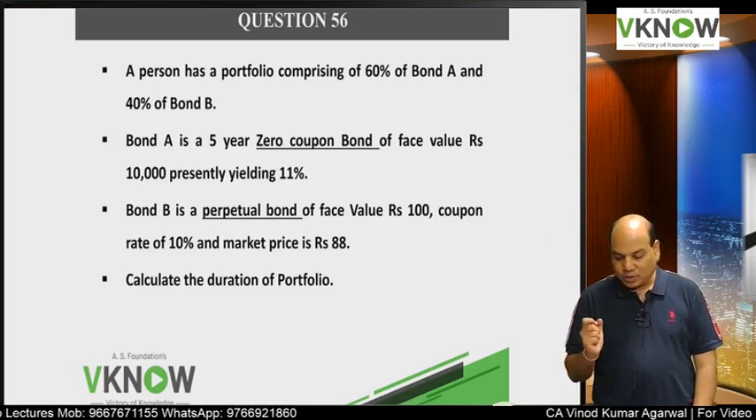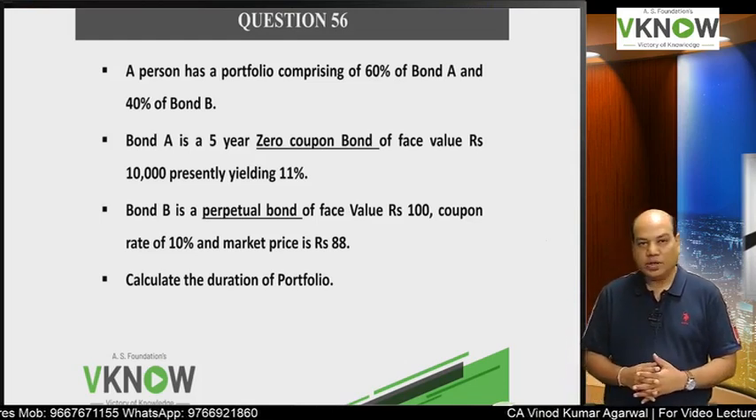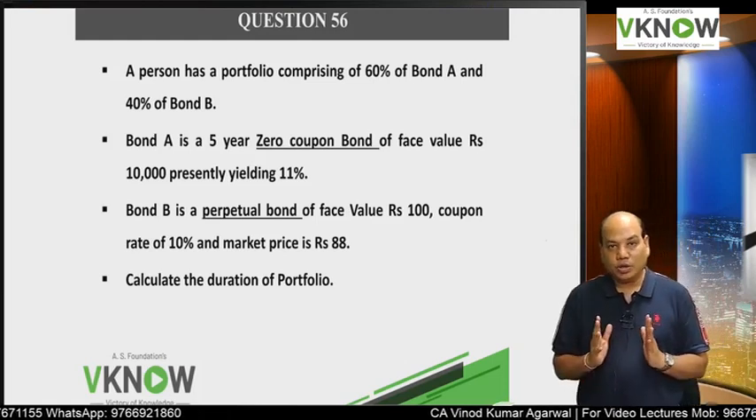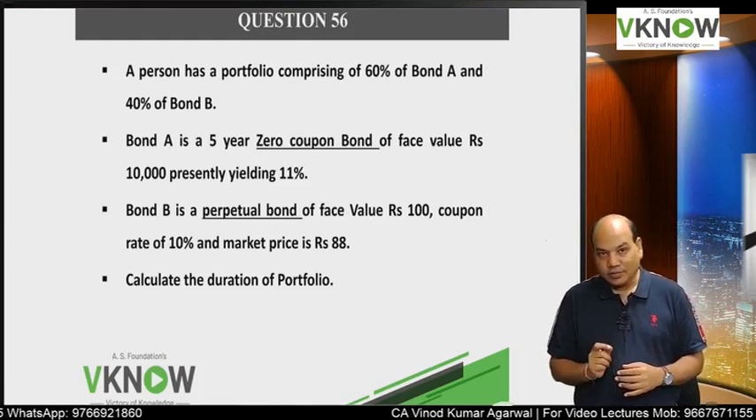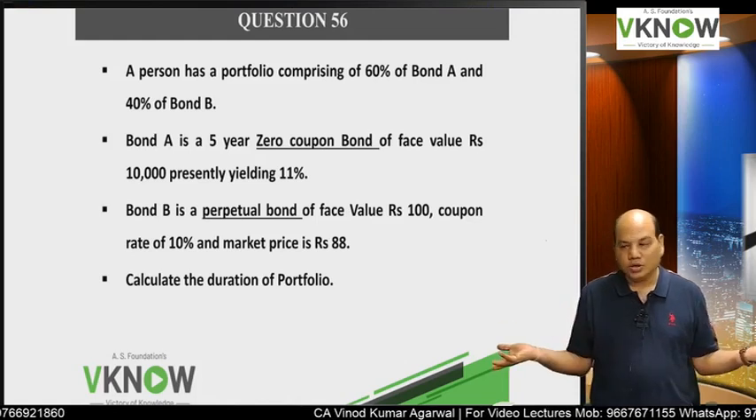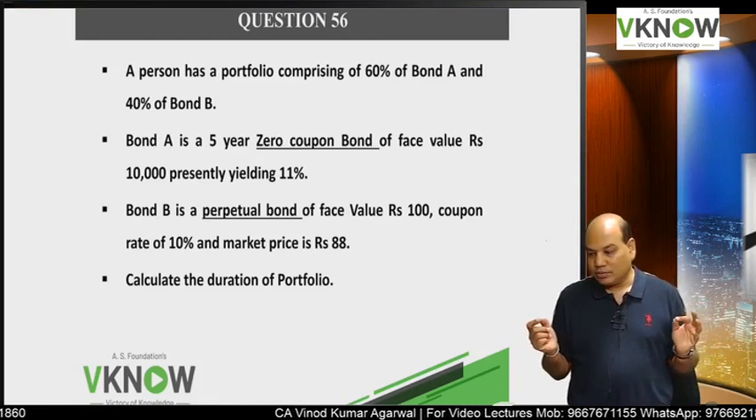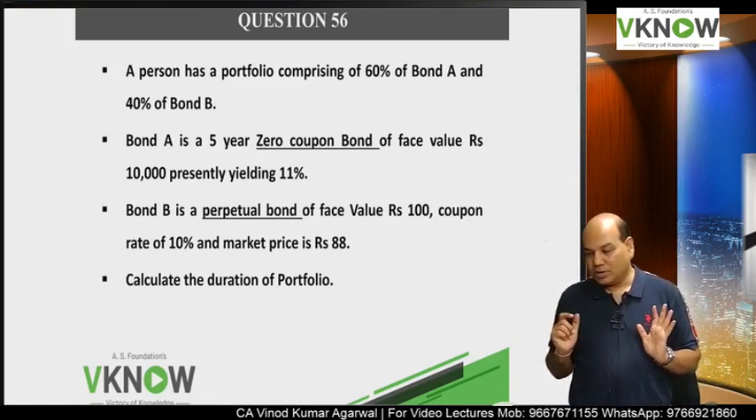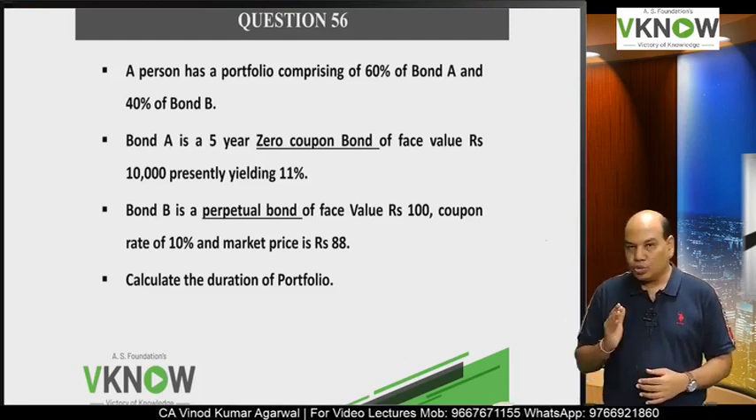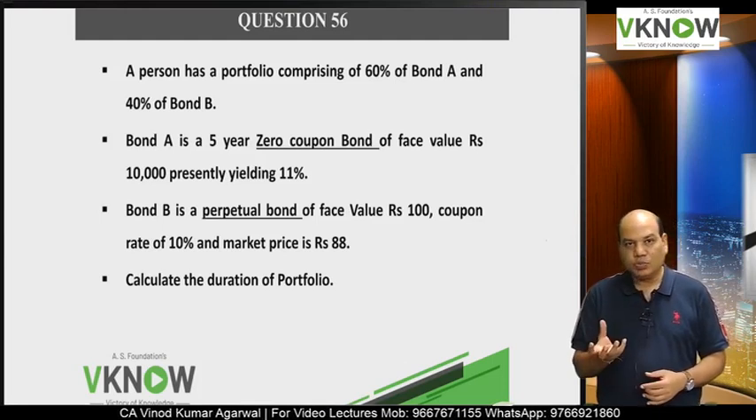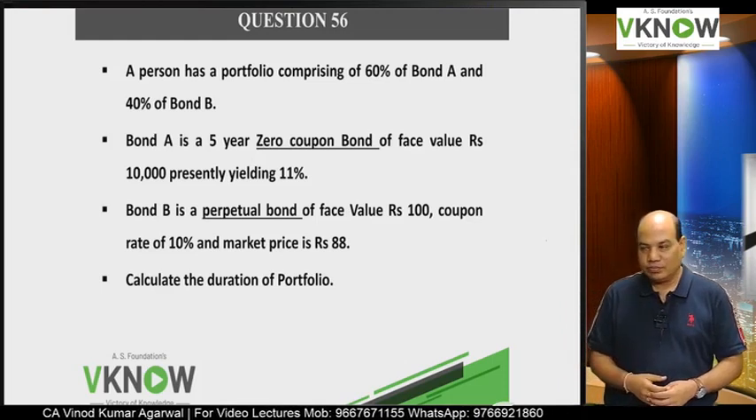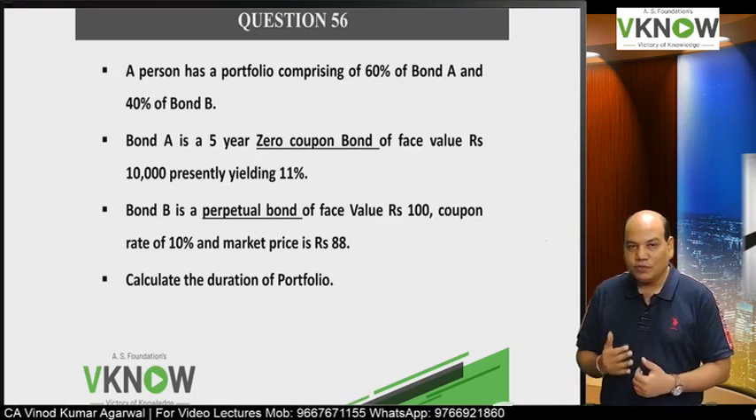So we are ready. A person has a portfolio comprising 60% of bond A and 40% of bond B. Bond A is a 5-year zero coupon bond. Duration is 5 years. Face value is 10,000. Presently yielding 11%. Bond B is a perpetual bond of face value 100. Coupon rate is 10%, meaning 10 rupee coupon, and the market price is rupees 88. Calculate the duration of the portfolio.